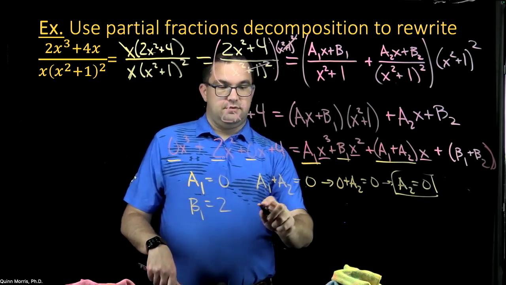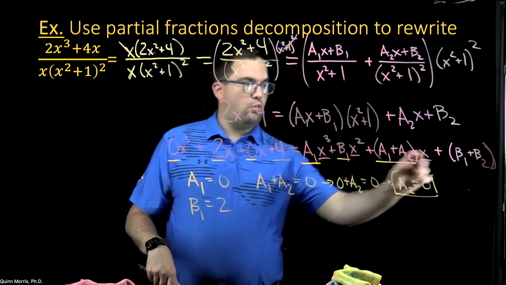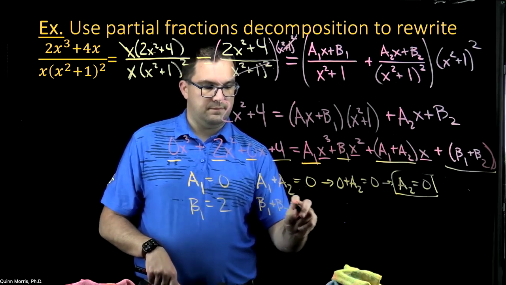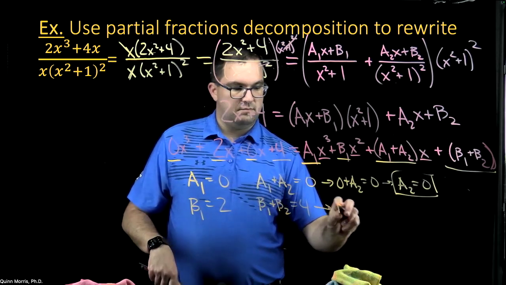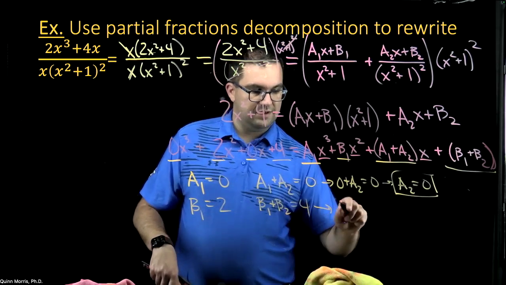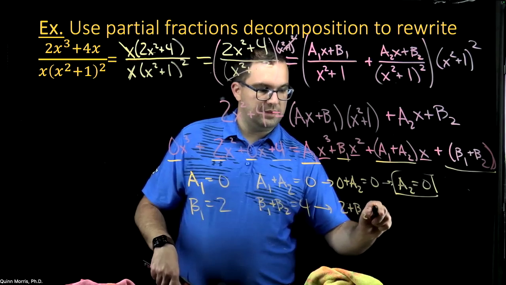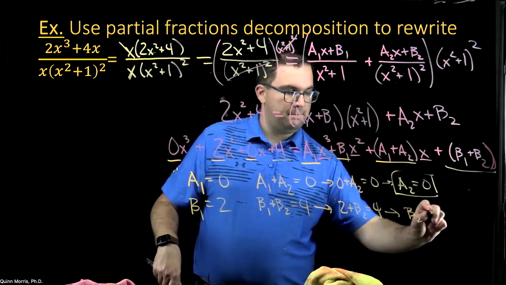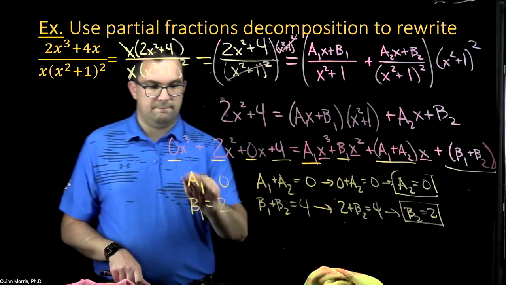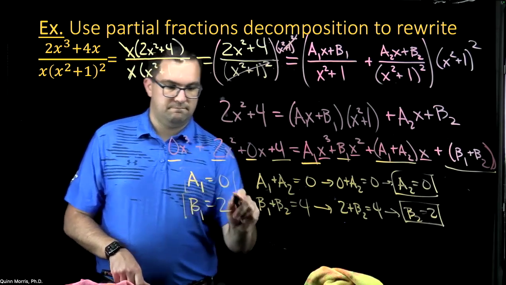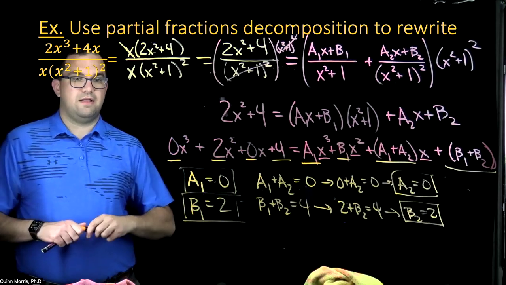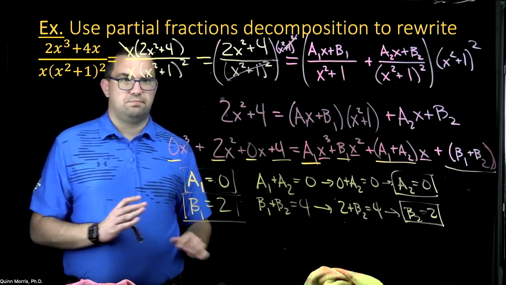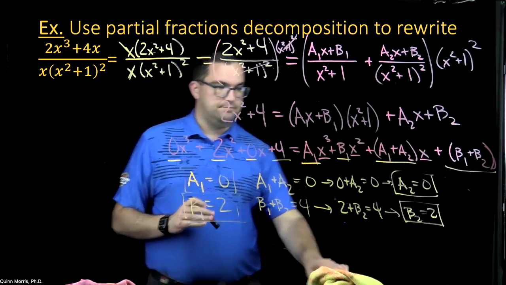And now if we look at our last coefficient, 4 ought to be equal to b1 plus b2. b1 was equal to 2, though. That gives me that 2 plus b2 ought to be equal to 4, which tells me that b2 ought to be equal to 2. And so now I have all my values, a1, b1, a2, and b2. And now I can just plug them in to help rewrite this integrand.